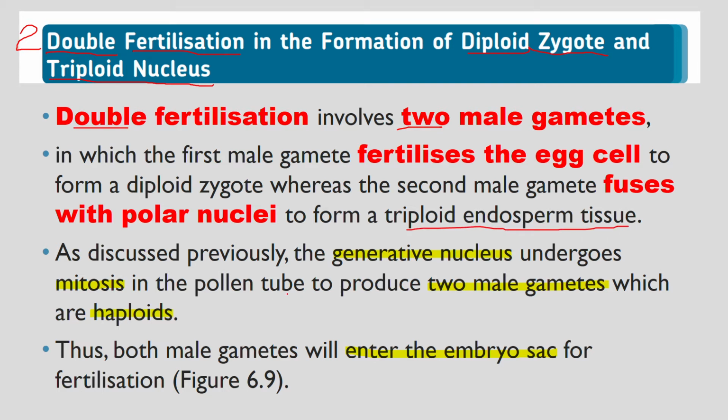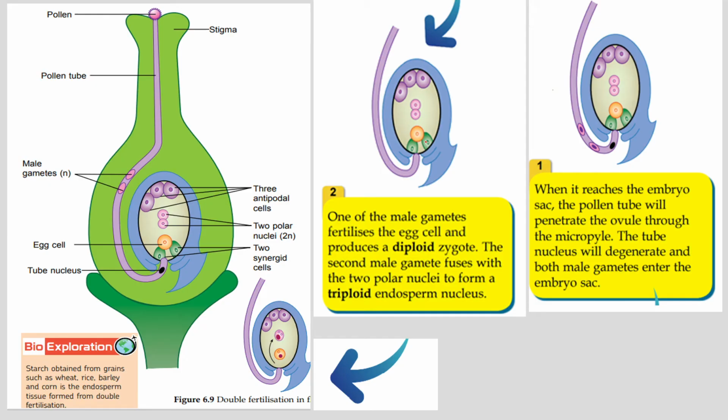Okay, remember that we have mentioned the generative nucleus is going to undergo mitosis in the pollen tube, and that's how you get the two male gametes. And these two male gametes are haploid, and they enter the embryo sac. Inside there, what happened? Fertilization. So let's look at the picture here. So this is inside the ovule.